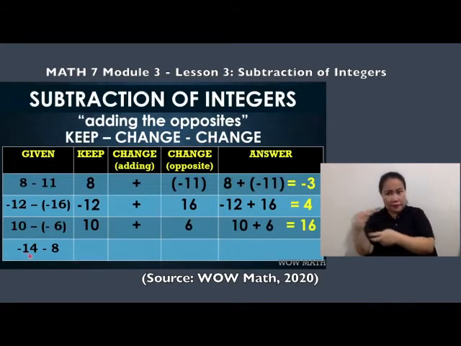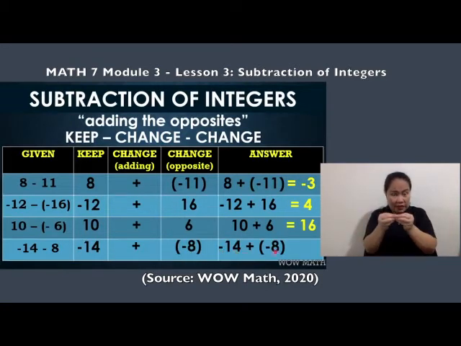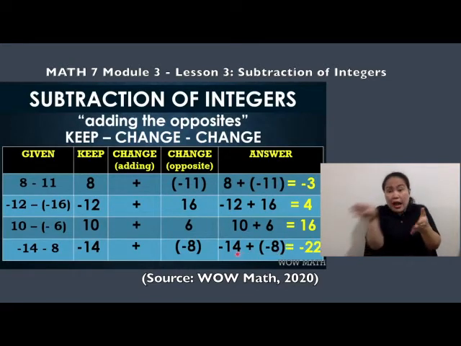Next, keep negative 14. Change. And then change. Positive, magiging negative. So, negative 14 plus negative 8. So, that is same sign sila. So, same sign, add. So, 14 and 8, that is 22. And then, keep the sign or common sign. So, pareho silang negative. That's why your answer is negative.